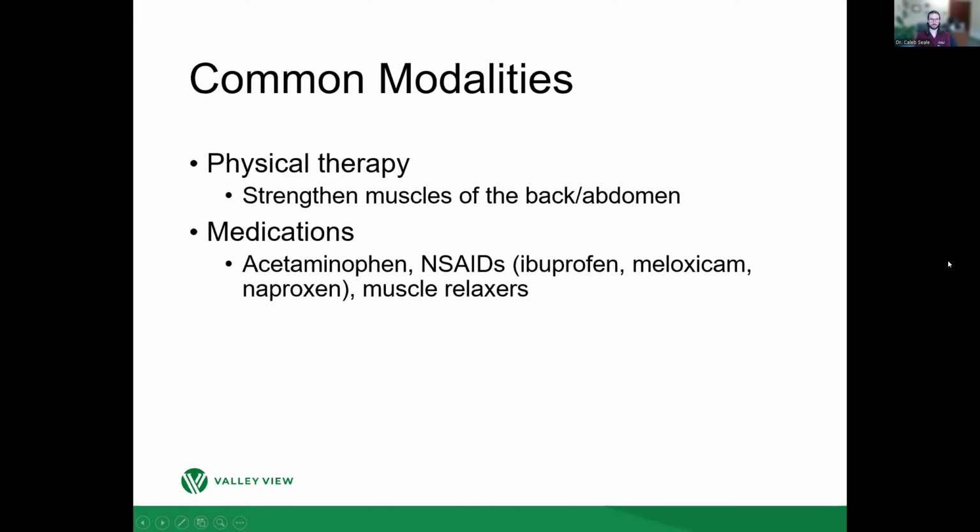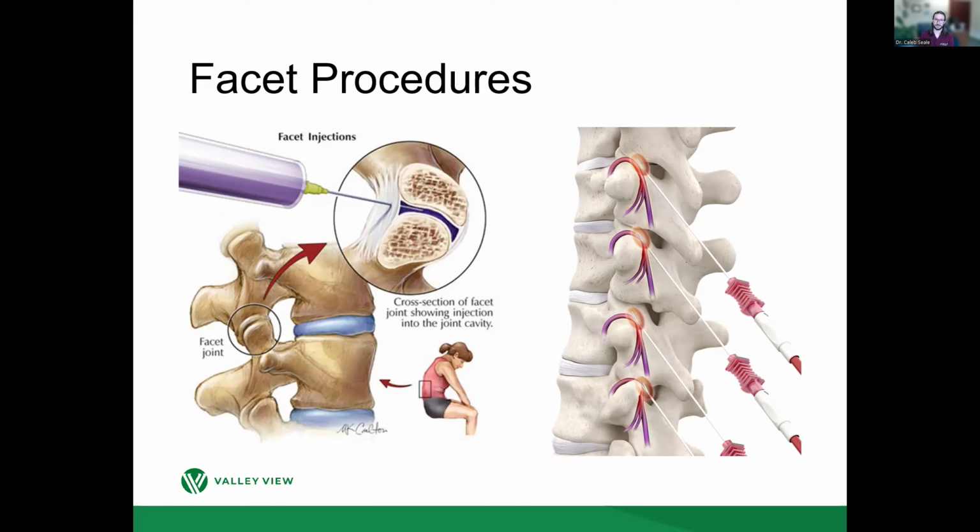To talk about procedures that we can offer and that are common, we have the facet joint procedures first. So the facet joint again is that small little joint in the back that helps you bend and twist and move around, extend your back, flex your back. That can become arthritic. Tie that back into those MRI terms. That's when you see spondylosis. These facet procedures are what you use to treat that.